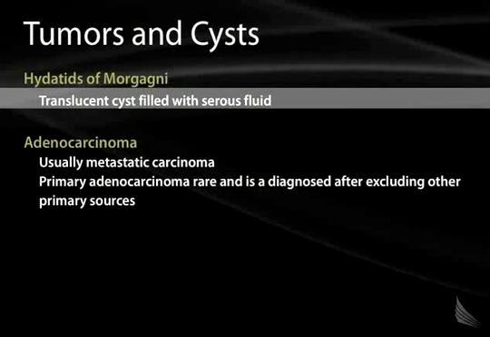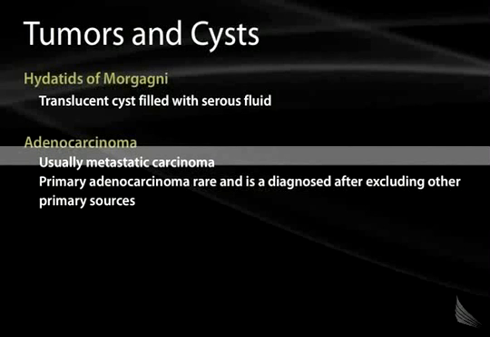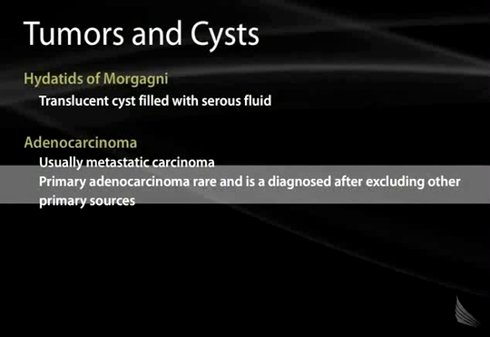These are simple, basic, translucent cysts filled with fluid. These can be found as quite normal findings even within women without any other complaints within their reproductive system. Adenocarcinoma, although the primary malignant tumor of the fallopian tubes, is generally from a metastasis of some type, primary adenocarcinoma being rare, and is diagnosed as primary adenocarcinoma of the fallopian tube only after excluding other primary sources.